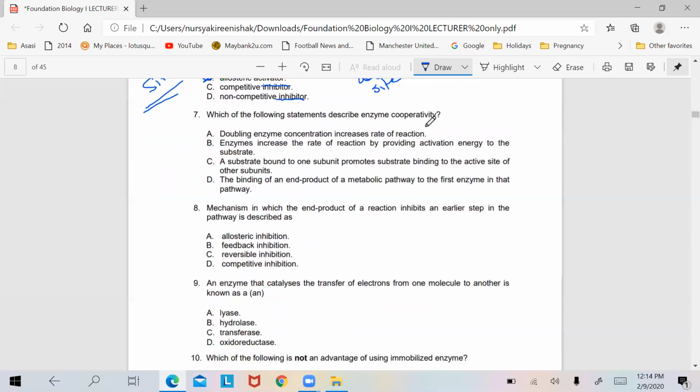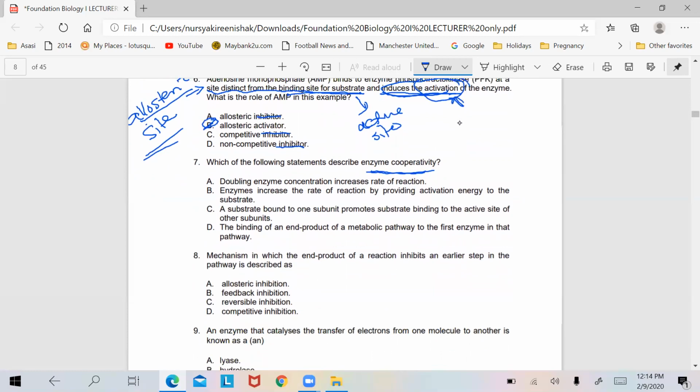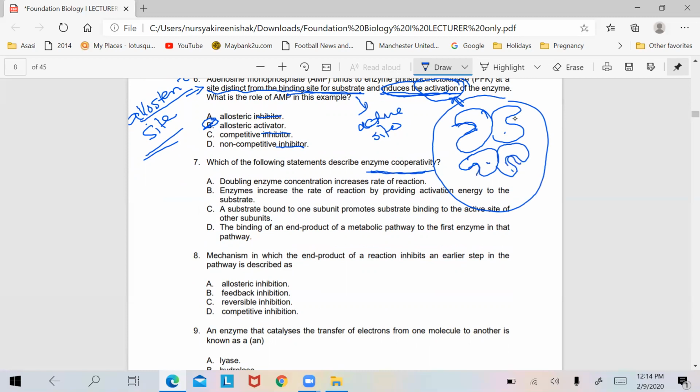Question number 7. Which of the following statements describes cooperativity? I've explained this earlier. So what is cooperativity? It is the mechanism that involves allosteric enzymes. Allosteric enzymes are enzymes that have two or more subunits. So this is one subunit, and this is another subunit, and another, and another. This is an allosteric enzyme. It has more than two subunits, with active sites that bind to the same specific substrate.